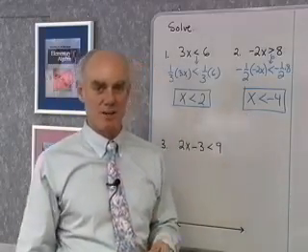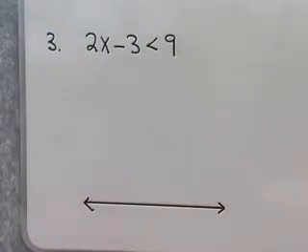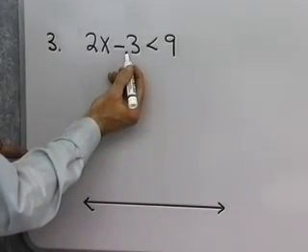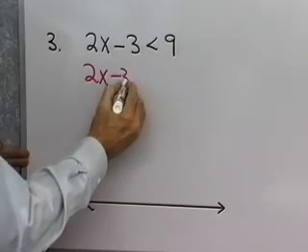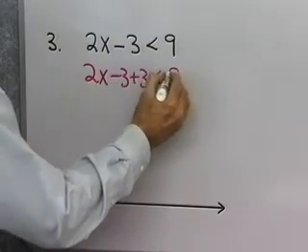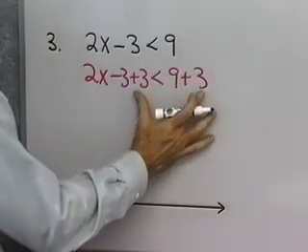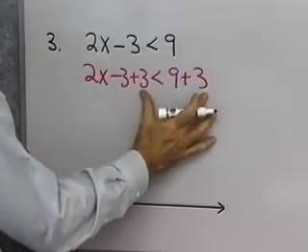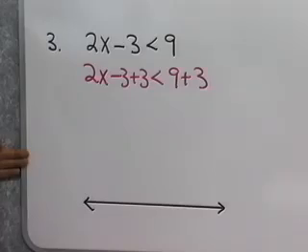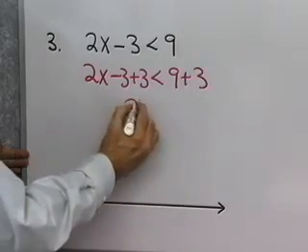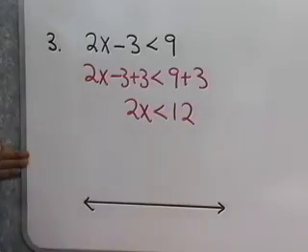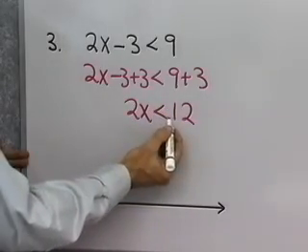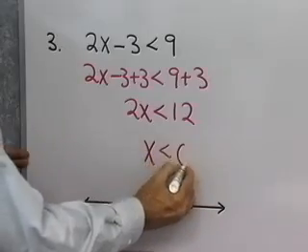Let's try a more complicated equation. I have 2x minus 3 less than 9. Let's start by using the addition property to get rid of the -3. 2x minus 3 plus 3 is less than 9 plus 3. I can add the same number to both sides anytime I want. It won't change the solution to this inequality. Here I have 2x is less than 9 plus 3 is 12. Multiply both sides by 1/2 and I get x is less than 6.